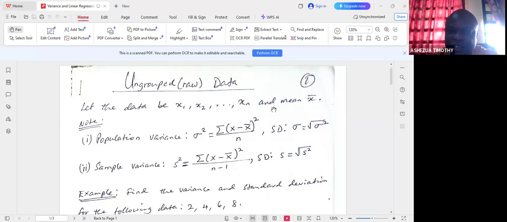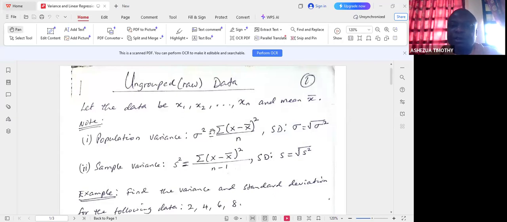If you can see my screen, I just brought this quickly because what I was looking for, I couldn't lay my hands on it. I will show you an example of mean, variance, and standard deviation of an ungrouped data. Before the network started misbehaving, I was trying to show you how to find the variance and standard deviation of an ungrouped data.